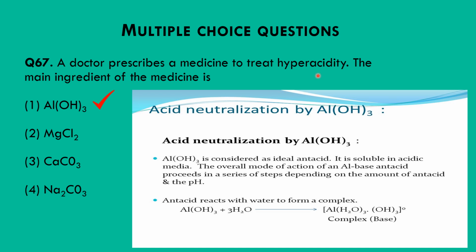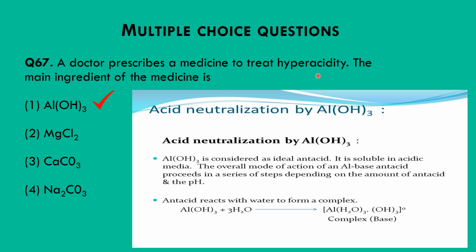To cure this condition we will use an antacid. What is meant by antacid? It is a medicine used to neutralize stomach acid. If excess acid, that is hydrochloric acid, is produced in the stomach, we use an antacid to neutralize it. Antacid is nothing but a base.